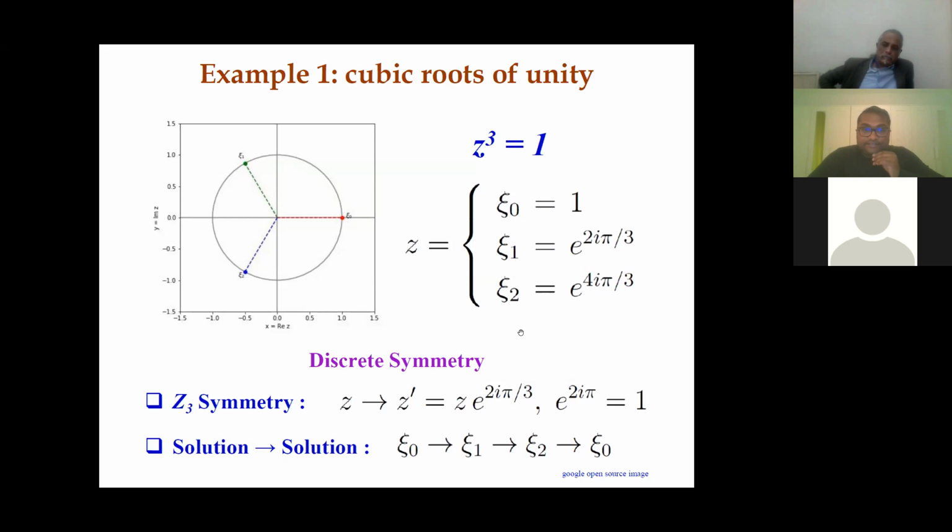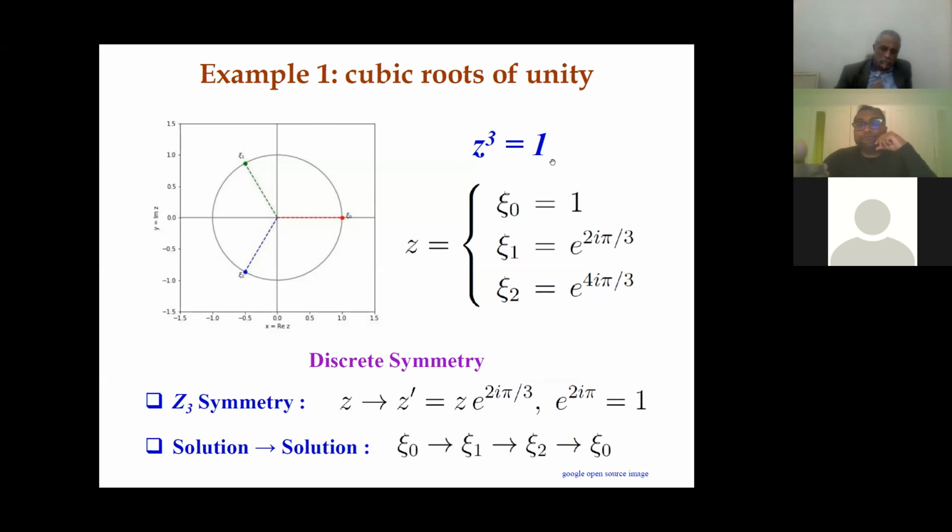And this Z3 symmetry is also a discrete symmetry, because there is no infinitesimal version of this. If you rotate this by a small angle, say, then it does not look the same, right? So it's a discrete symmetry. That means to make the symmetry realizable, you need to make a finite change. So the symmetry is this. As I said, you send z to z prime, which is a 120-degree rotation in the complex plane, z prime equals z times e to the power 2 i pi by 3. And since e to the power 2 i pi is 1, if z cubed is 1, you also get that z prime cubed is 1 as well.